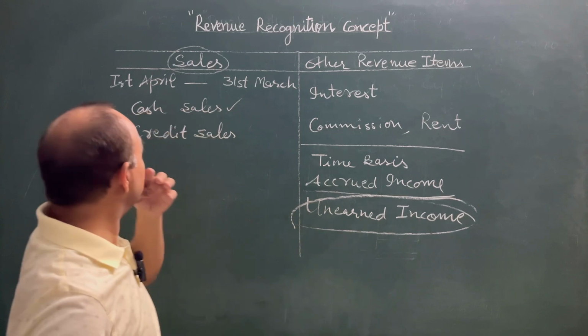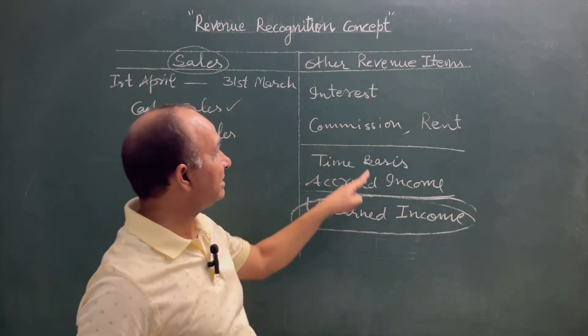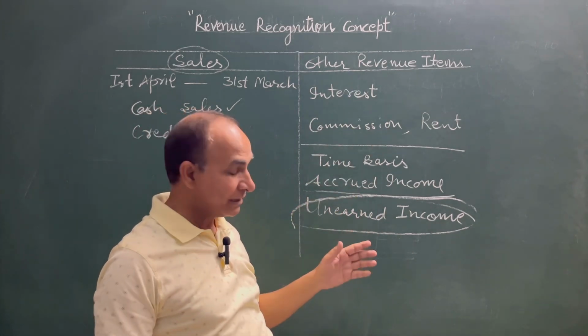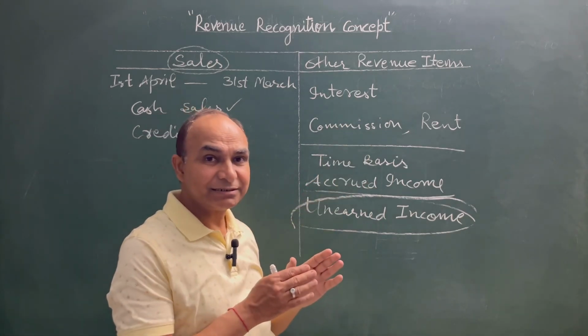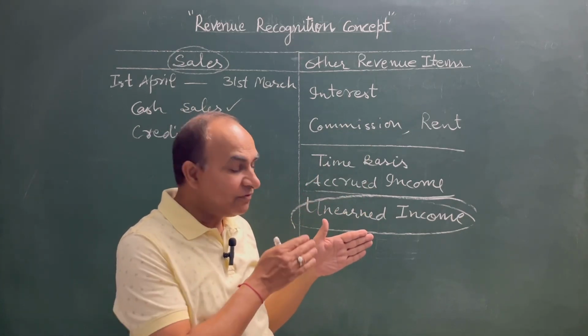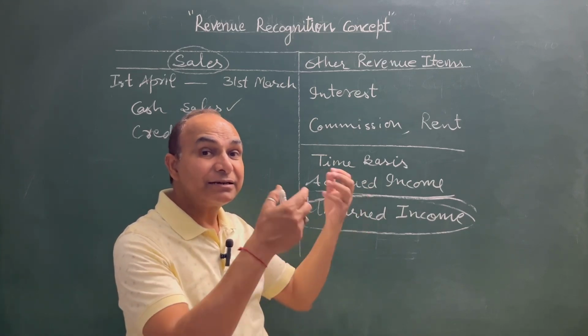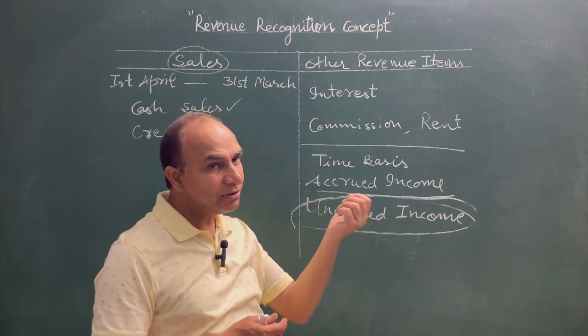So firstly, I told you about the sales. Secondly, our other revenue items. Listen to the other revenue items once again. These are on time basis. The revenue items, interest, commission, rent, etc., which accrue from 1st April to 31st March are considered and recognized as our revenue, irrespective of when the amount is received.